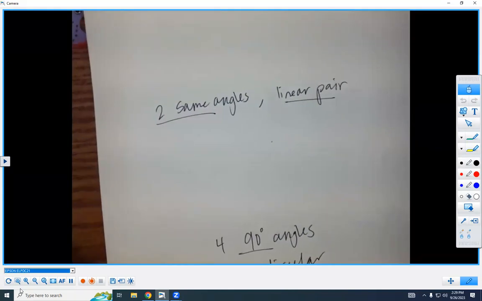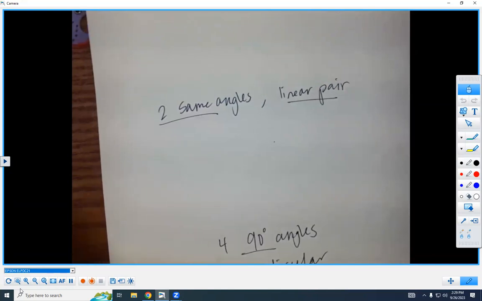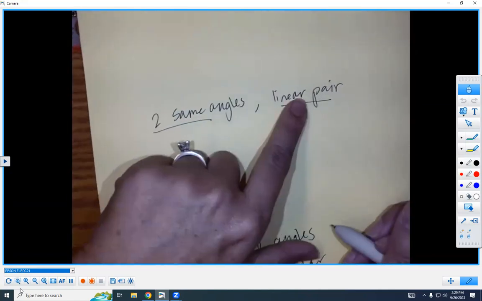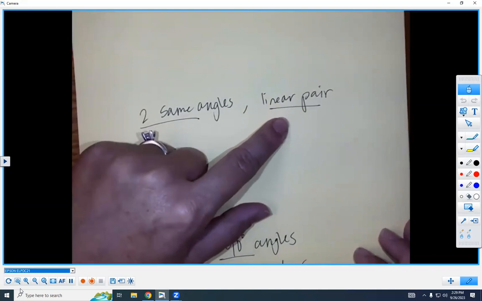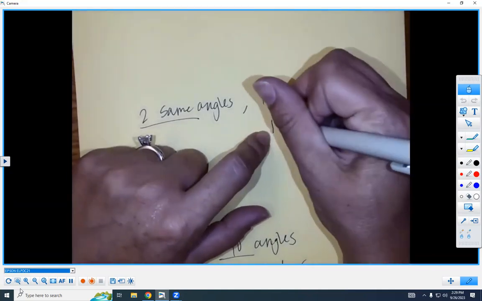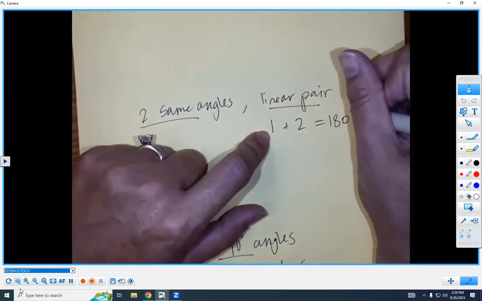In order to be the same and be a linear pair, they have to be 90 degrees, but I don't know how to say that. So let's convert these words to numbers. What does linear pair mean? 180 degrees. Add to be 180. Yeah. So I have angle 1 plus angle 2 equals 180 degrees.